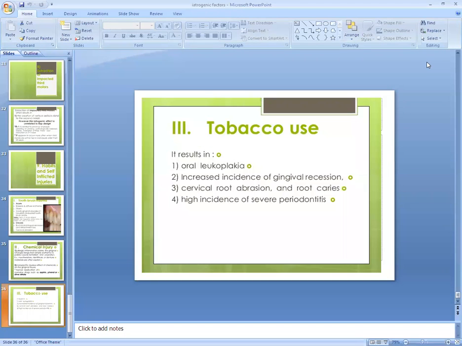Last one is tobacco use. The frequent use of tobacco results in oral leukoplakia and an increased incidence of gingival recession. Third, it results in cervical root abrasion, and last, root caries and a high incidence of severe periodontal diseases.